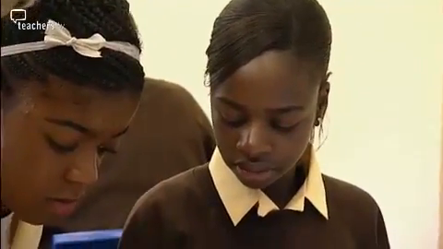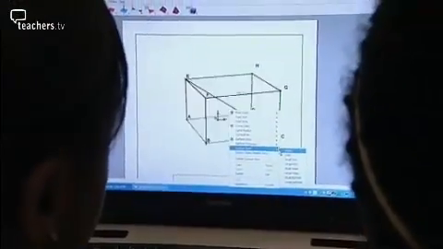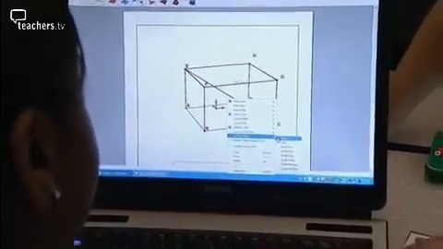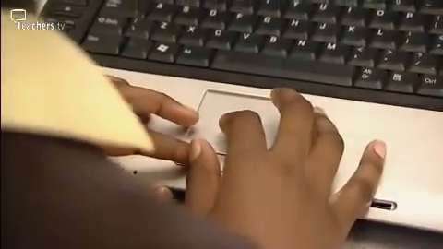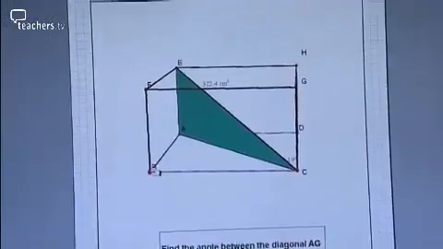So there's your volume. What else do you need? And then extend. You can actually make it empty. So now you can see through the shape and you can see your diagonal clearly here.